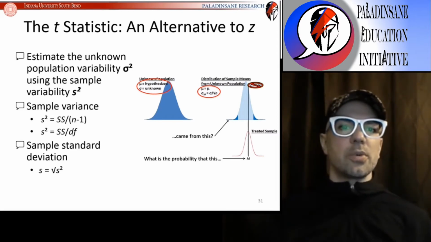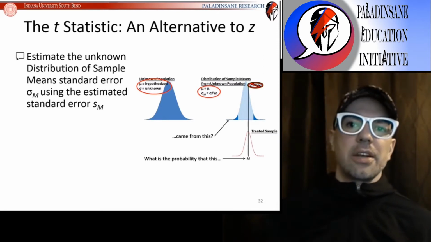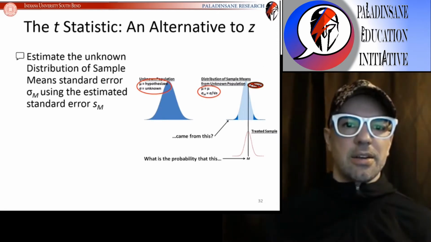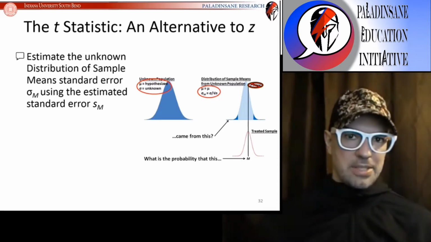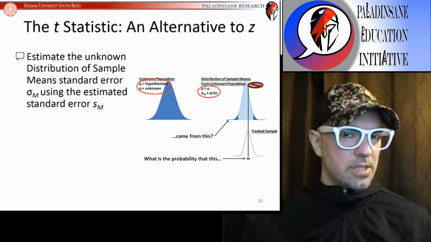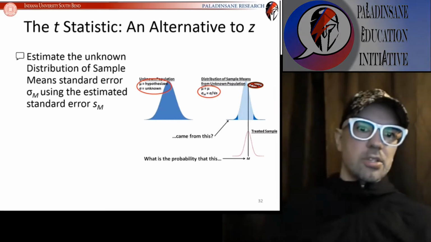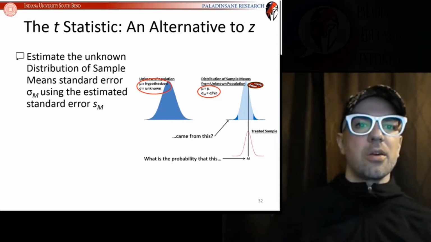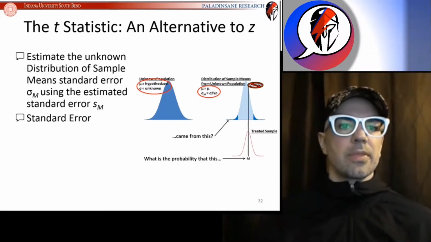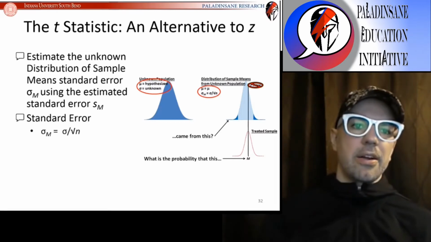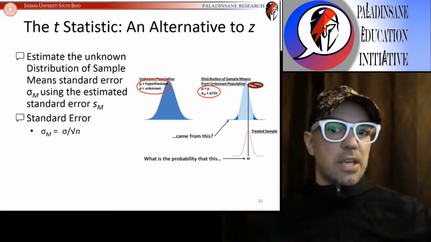And what we're going to do is estimate that unknown standard error of the distribution of sample means with the estimated standard error. We're going to do the same thing that we did in chapter 6, except instead of using the population standard deviation, we're going to sub in the sample standard deviation. So instead of calculating the standard error, we're going to calculate the estimated standard error. The formula for standard error was the standard deviation of your population divided by the square root of the size of your sample.